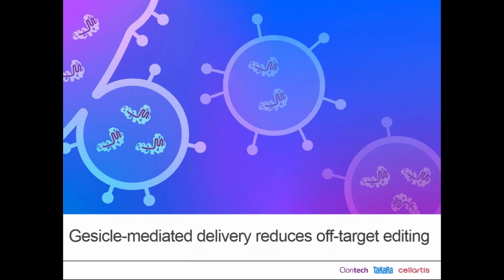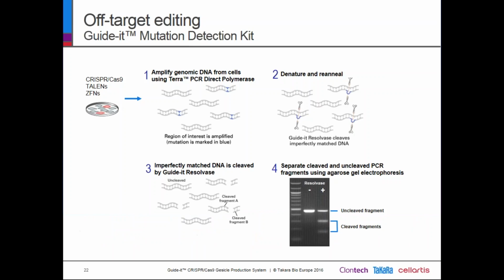To assess off-target editing, we used our guided mutation detection kit. This is the tool I mentioned that can also be used for very quick screening of your cell population. This technology is sometimes also called the mismatch detection assay, and I would just like to explain how it works first before showing the results regarding the off-target effects.